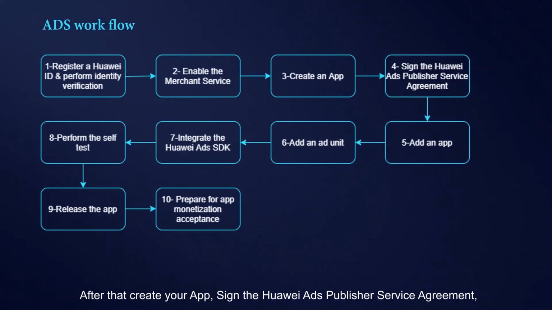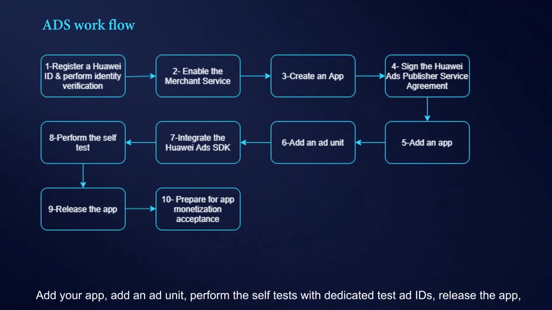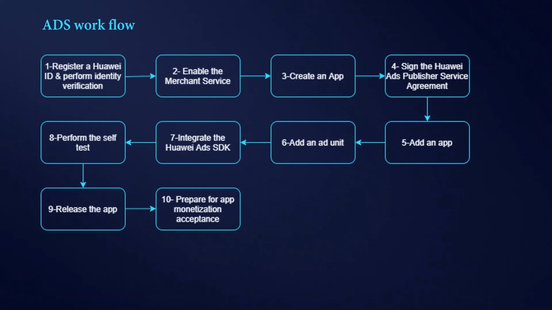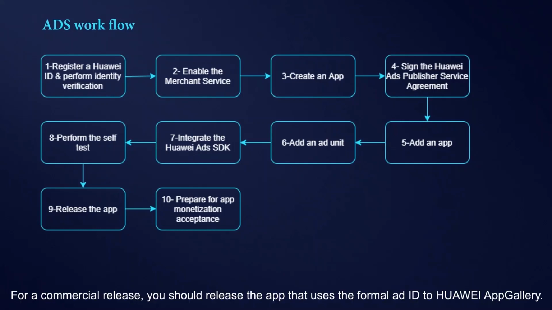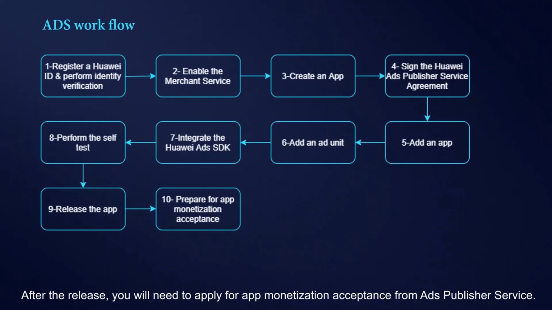After that, create your app, sign the Huawei Ads Publisher service agreement, add your app, add an ad unit, perform the tests with dedicated test IDs, and release the app. For a commercial release, you should release the app that uses the formal ad ID to Huawei App Gallery. After the release, you will need to apply for monetization acceptance from the Ads Publisher service.